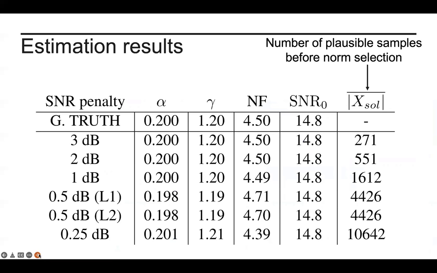And the reason for this is as we are closer to the optimum operating point, meaning the SNR penalty is smaller, there are more physical parameters that can describe the physics in this part of the curve. So more of the parameters can describe the simulated targets. And this is reflected in the size of XSOL, the number of plausible samples before we select via the norms, which increases as we decrease the SNR penalty.